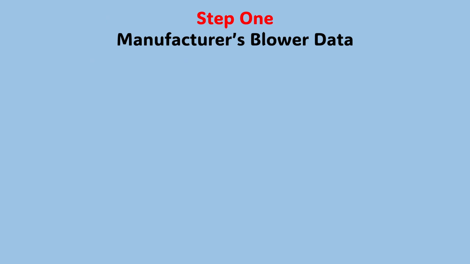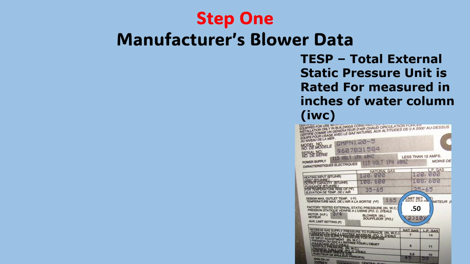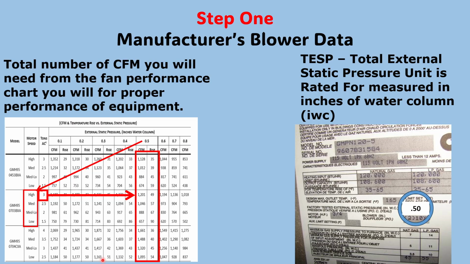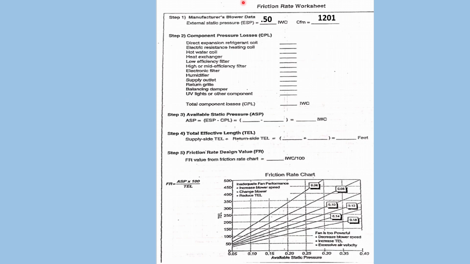Step one, manufacturer blower data. We get the total external static pressure the unit is rated for, measured in inches of water column, and it's right on the nameplate. Then we look at our fan performance chart at the 0.05, and we see for a 3-ton AC, we're going to get 1,201 CFM for that. So those are the numbers that we're going to put in up here.